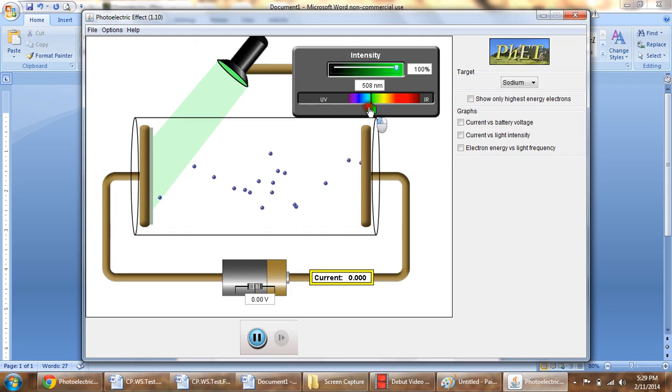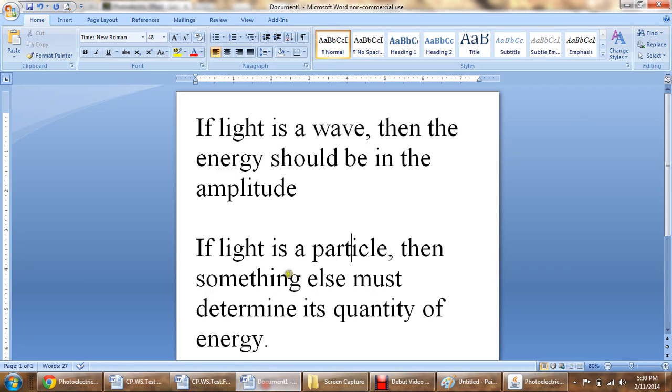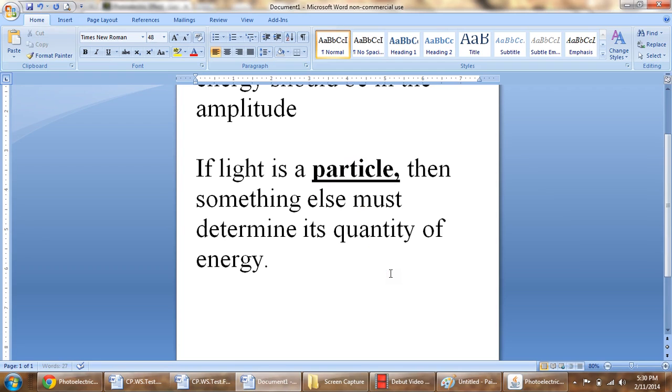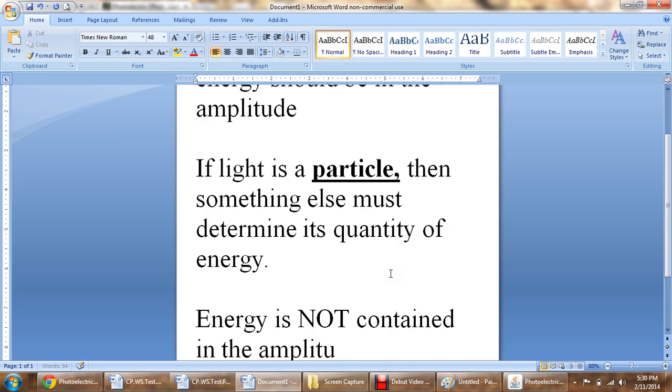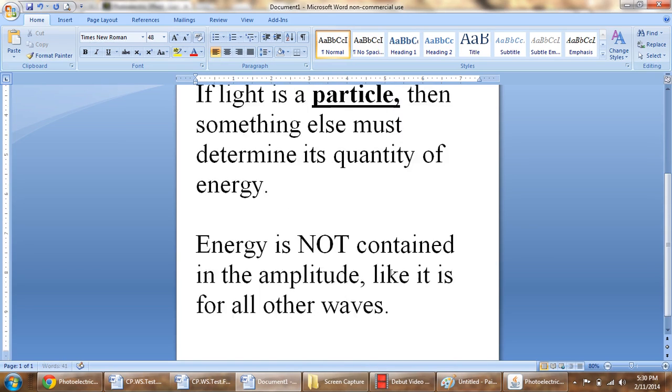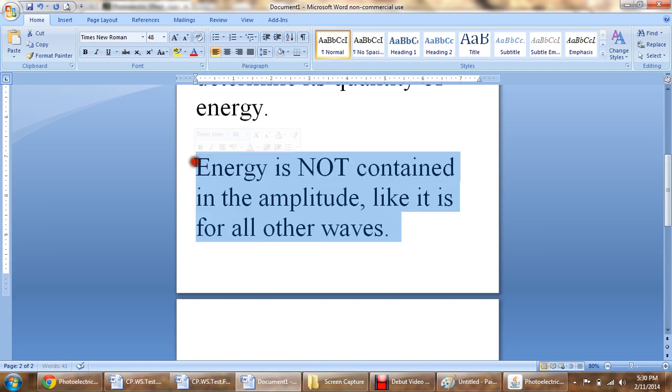Into a green, we're still getting activity. Yellow, suddenly there's nothing. So what this means is this is a lot of support for the particle theory, because the energy is not contained in the amplitude like it is for all other waves. So this is again evidence for the particle theory of light.